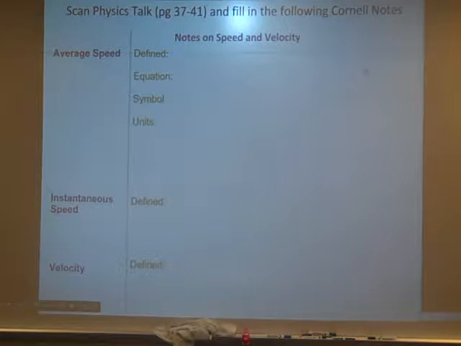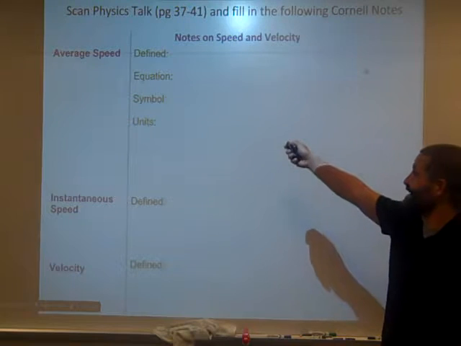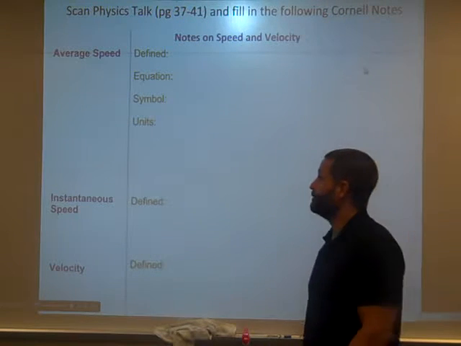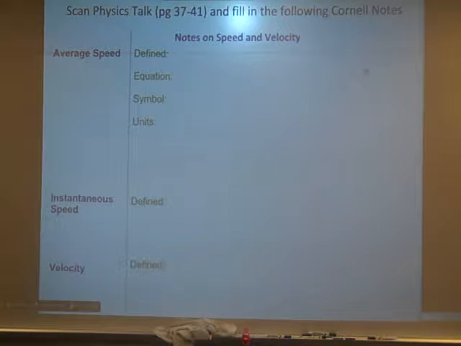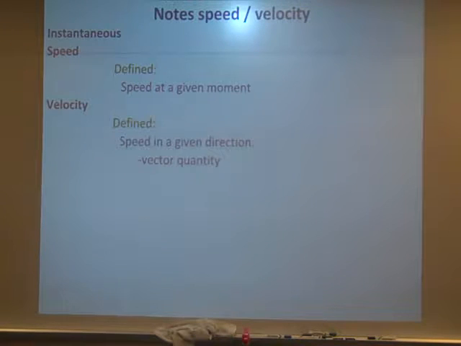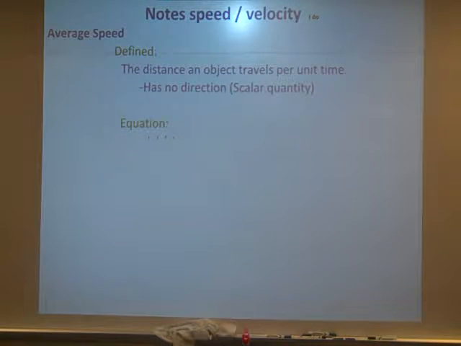So today we're going to talk about the differences, basically, between speed and velocity. Okay. Now, the first thing we're going to talk about is average speed. So, of course, I have it frozen as I start. Average speed is the distance an object travels per unit of time.